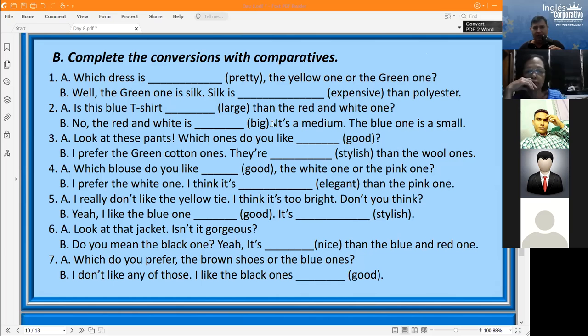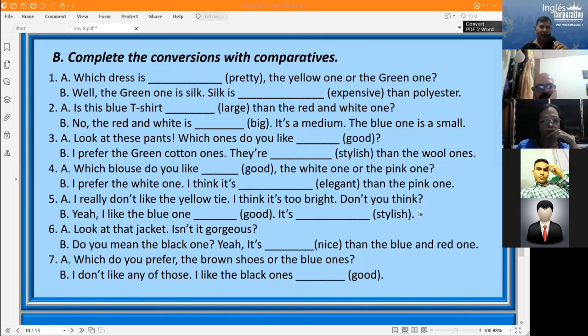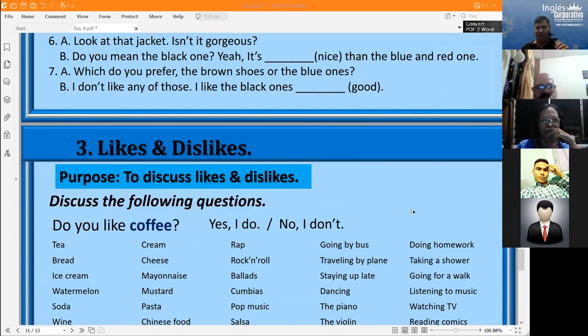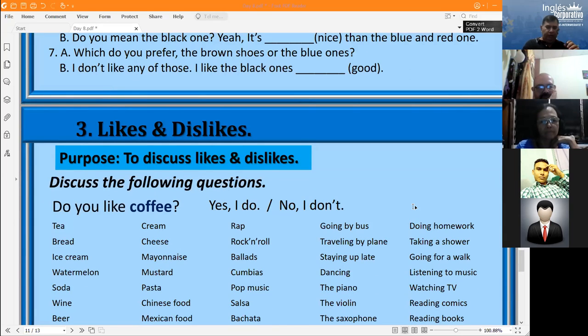Okay, now the purpose here is to express preference, but at the same time, you're using comparison: prettier, more expensive, larger, bigger, better, more stylish, better, more elegant, better, more stylish, nicer, and better. Okay, so those are the ones that you are practicing. Do you have any questions so far? No, teacher. For the moment, no questions, only in the exam. And tonight is for the midterm, right? Okay, excellent. Now let's move on.